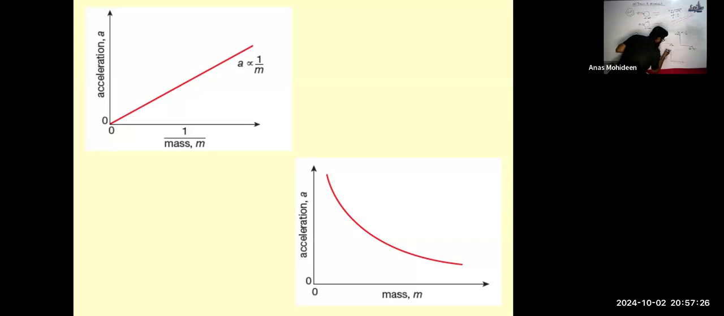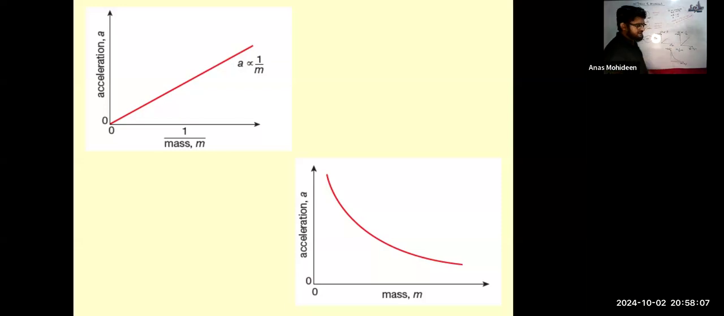I'm giving you all the points because none of the points should be missed. Acceleration is meters per square second. I'm taking the mass here. Mass means kilogram. But here I'm taking 1 over m, that means 1 over kg, and 1 over kg means kg minus 1. Since the first graph goes up with direct proportion, it should be like this. But here the relationship is a is proportional to 1 over m, so in this case it should be a graph going down like this. Okay, is that clear? So this is how the graph happens to be.